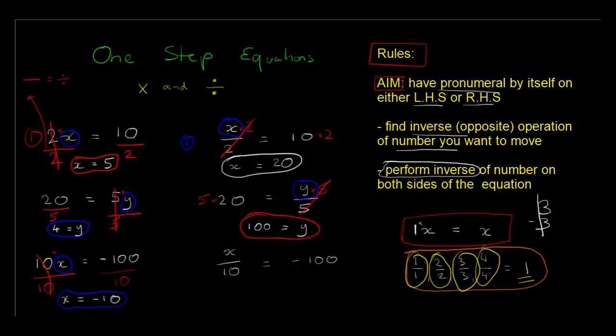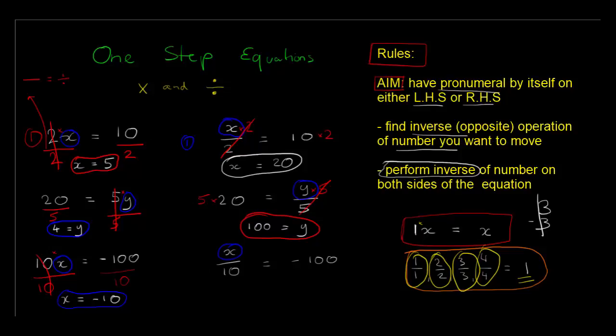How about the last one? So we've got x over 10 equals minus 100. Remember the idea behind this? We want to get x by itself. At the moment, we have it as x over 10, which means x divided by 10. So we can do the opposite.